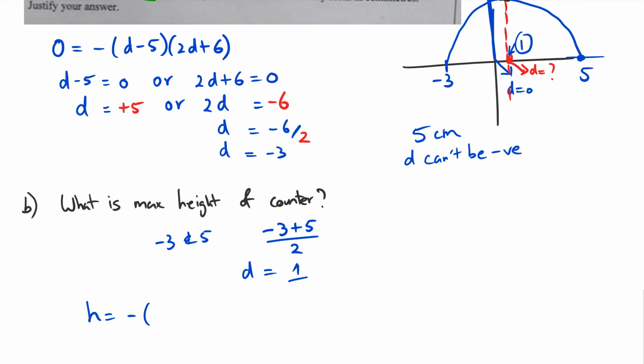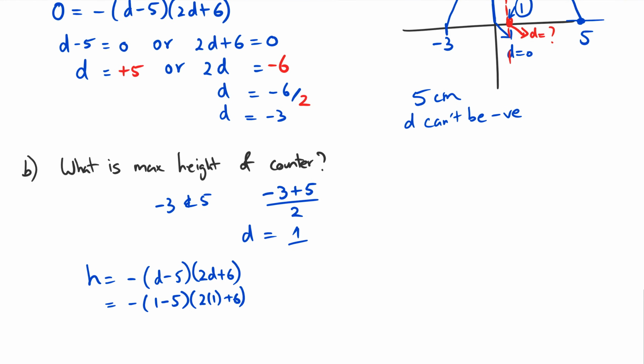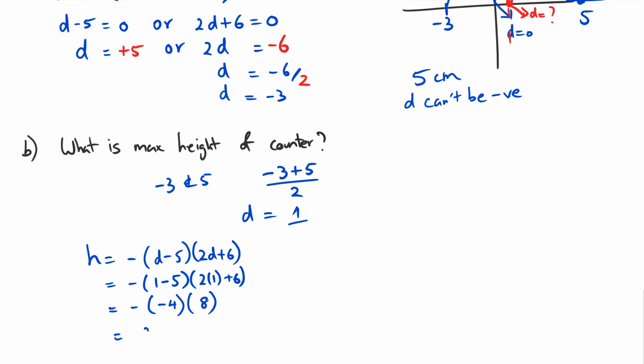So h is equal to minus (d minus 5)(2d plus 6), and if I put 1 in wherever d is, I've got 1 minus 5 and then 2 times 1 plus 6. So 1 minus 5 is negative 4, and 2 times 1 is 2, plus 6 is 8. 8 times negative 4 times negative 1 is positive 32 meters. So we can say that this is the maximum height it's going to reach. That's just another good little concept to know as well, guys, for this question.